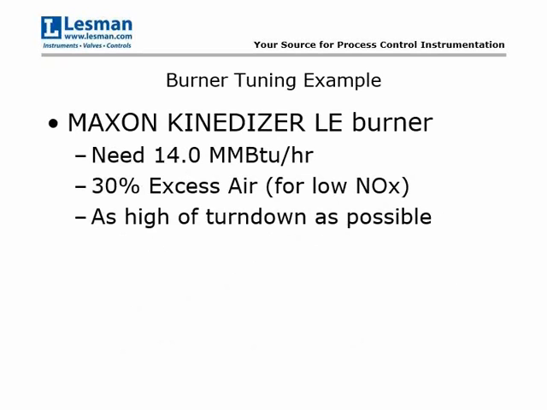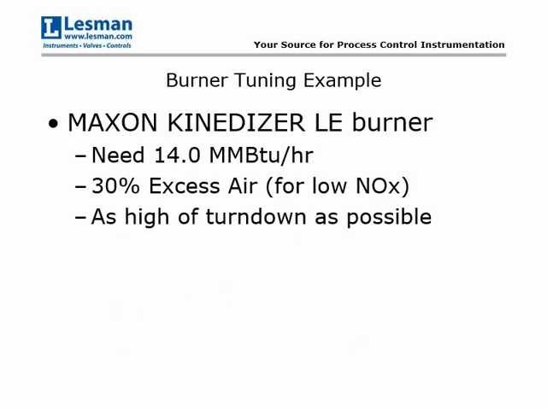So I want to go through an example of burner tuning and how I approach adjusting a burner. I picked a burner. This is the Maxon Kinetizer LE burner. In this application, the customer requires about 14 million BTUs per hour of net heat. It's an emissions-driven application, so we need to set the burner up for about 30% excess air. This is in an effort to control the NOx production for the burner. And we want to get as high of turndown as possible out of the burner.